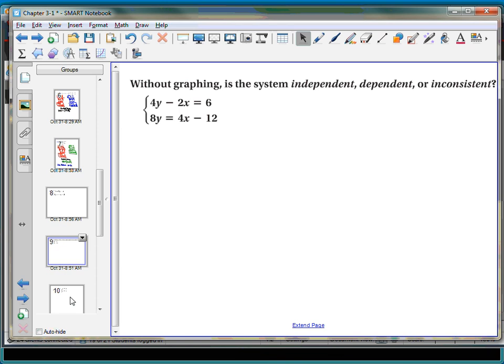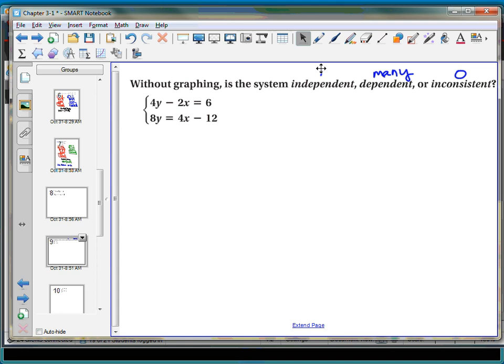Okay, are we ready? Without graphing. In other words, I don't want you to graph it. I want you to tell me if it's independent, dependent, or inconsistent. What does independent mean? How many points of intersection do I have if I'm independent? 1. If I'm dependent? Many. If I am inconsistent? None. So put that up top here so that you know it. I'm looking for 1, many, or 0.